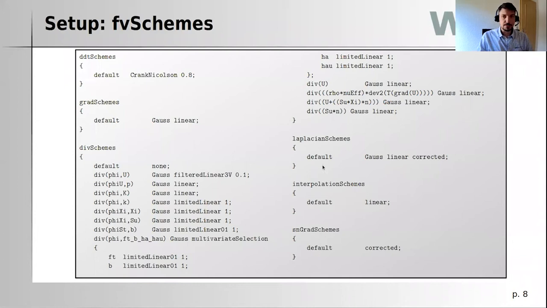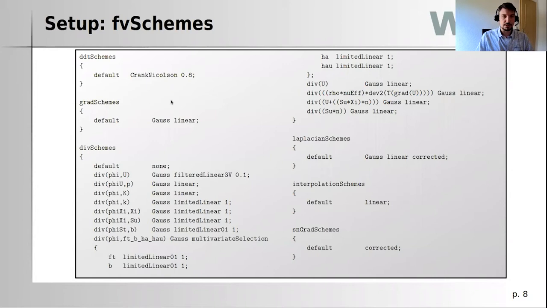To show you how the case looks, we have here the FV schemes. It's second order for the LES cases. You need second order accuracy. So most of the setup tries to be second order, and you see here many limited schemes. Also for convection of velocity, it's filtered linear. You go also for the time accuracy. Crank-Nicolson is a blended scheme of Euler and a second order scheme.